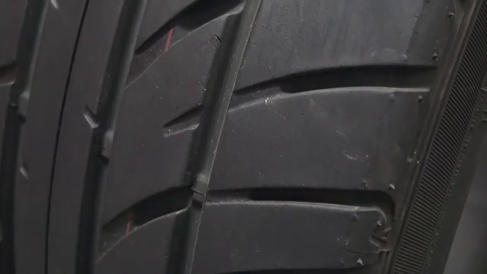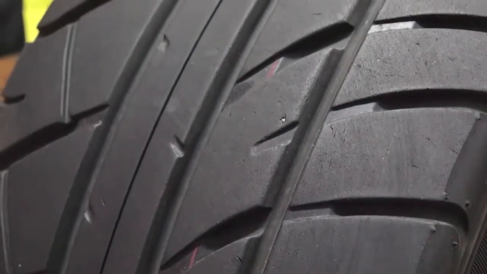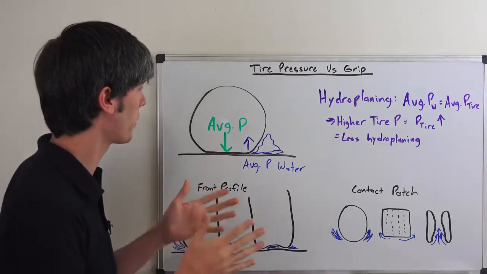Well, let's say you're on a track day and it's sunny and dry. In this case, it can be beneficial to decrease your tire pressure because you can get a larger contact patch and as a result, more grip. That said, the complete opposite can happen in the wet.